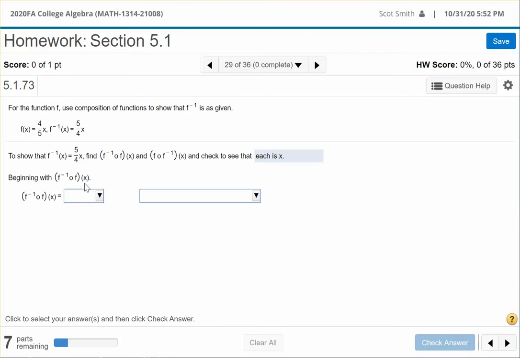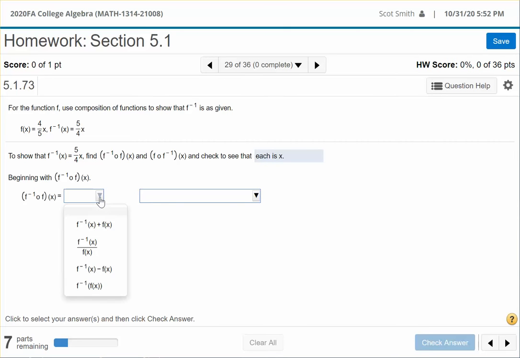Now, this is what we call a composition of functions, which we've done before. We did f of g of x, g of f of x. Basically, if you can say this, hopefully you'll remember what it means. F inverse of f of x means basically f inverse of f of x. In other words, f of x is going to be the input for the f inverse function. Again, we read it f inverse of f of x. So f of x is your input.